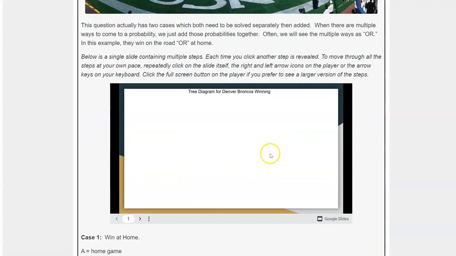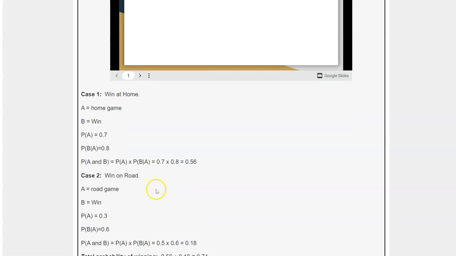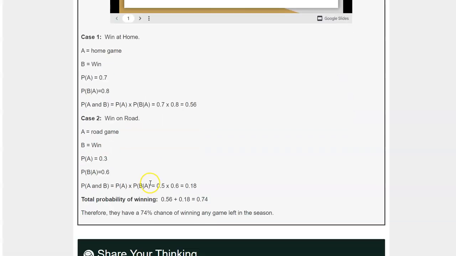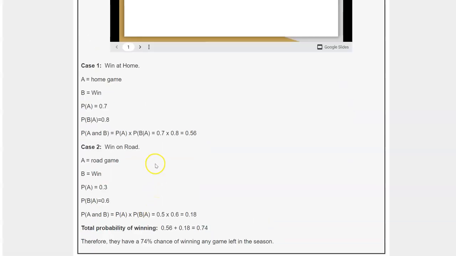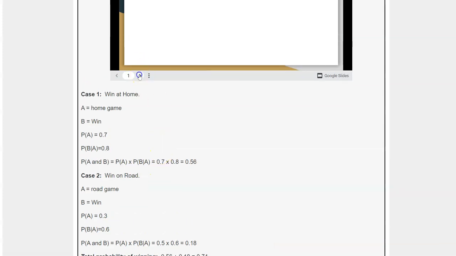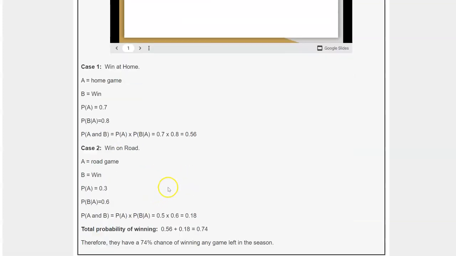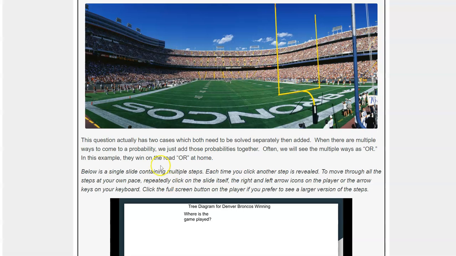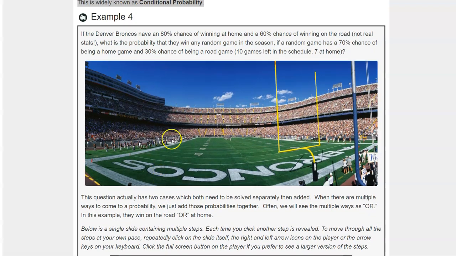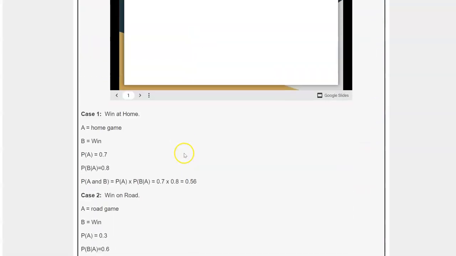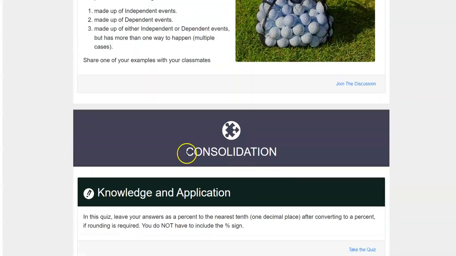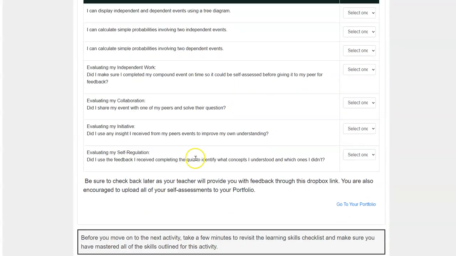So we'll do some more examples here. We'll talk about the Denver Broncos situation. I'm not sure if this is really dependent. I'm not a fan of this question, but anyway, we'll go with it and pretend it is a dependent situation. So here, the chance of them winning on the road is dependent on if they win in the first place here. Anyway, you can go through that one here, but I'm going to do some of my own examples in a second.